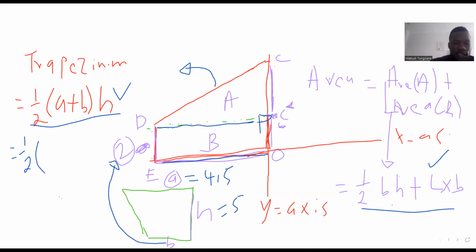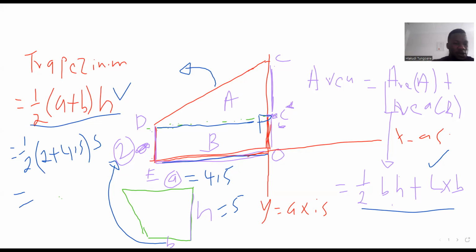1/2. What is A? A is 2, right? And then what is B? Sorry, A is 4.5, but it doesn't matter because you're adding A and B anyways. And then 4.5. And then what's the height? 5, right?